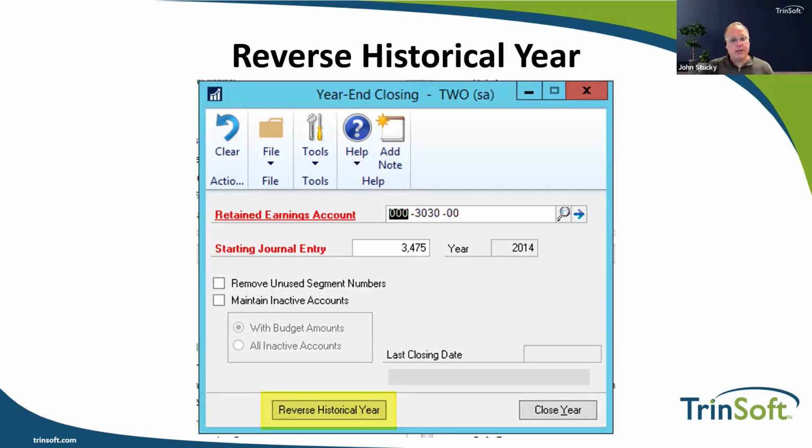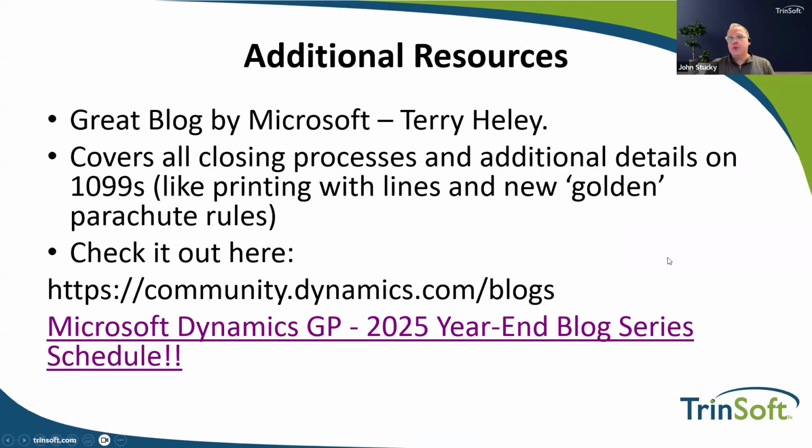If you're going to reverse the historical year, you go ahead and hit that. Then that will make the necessary updates, and then you would go back through and close again. Right. So those are the steps. That's it. That's your process for going through the close on GP.